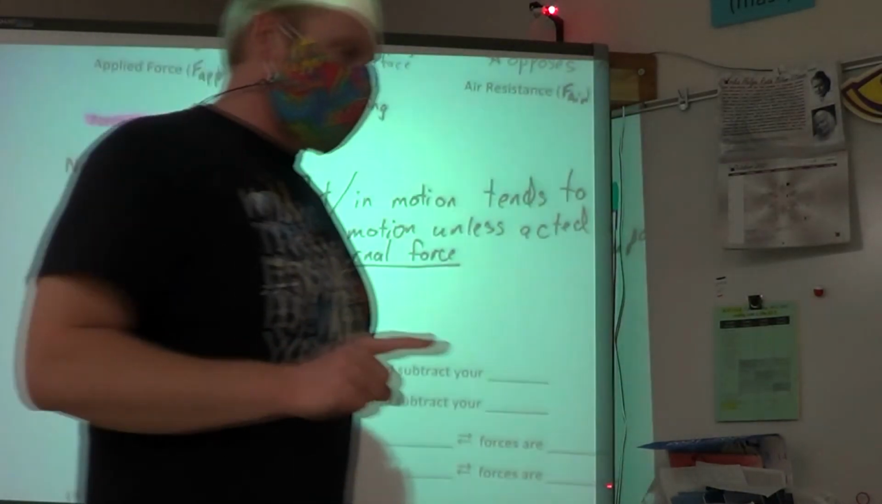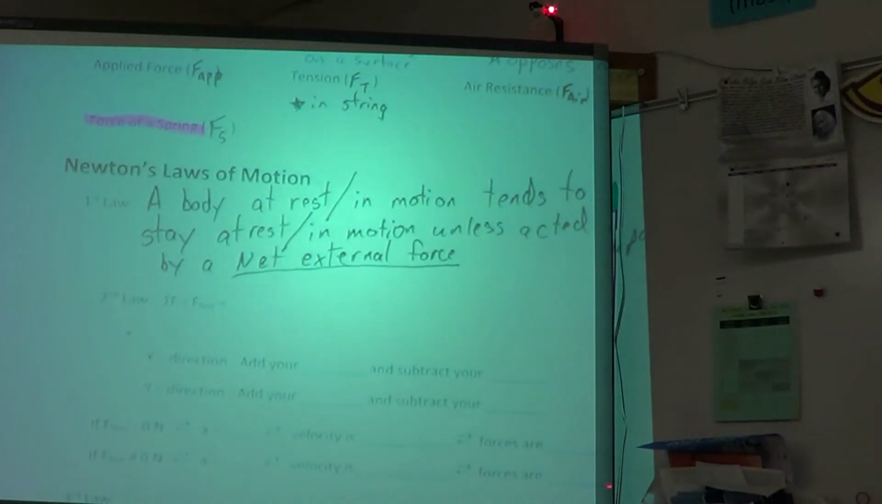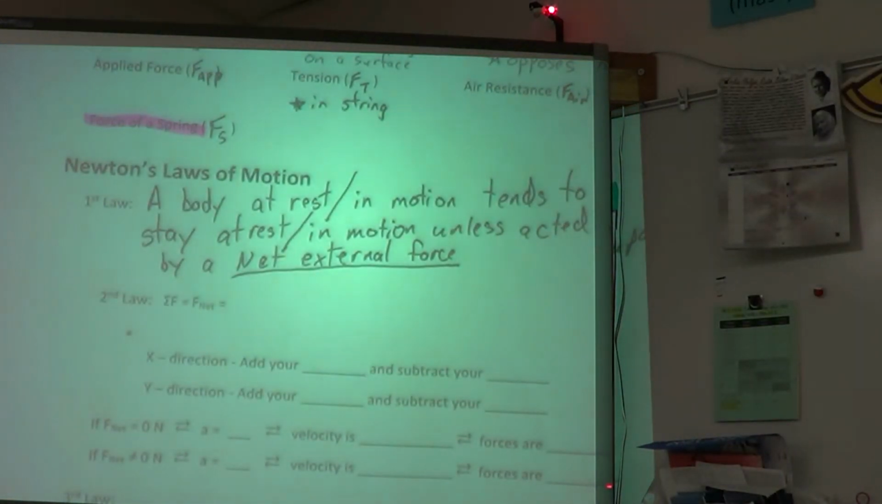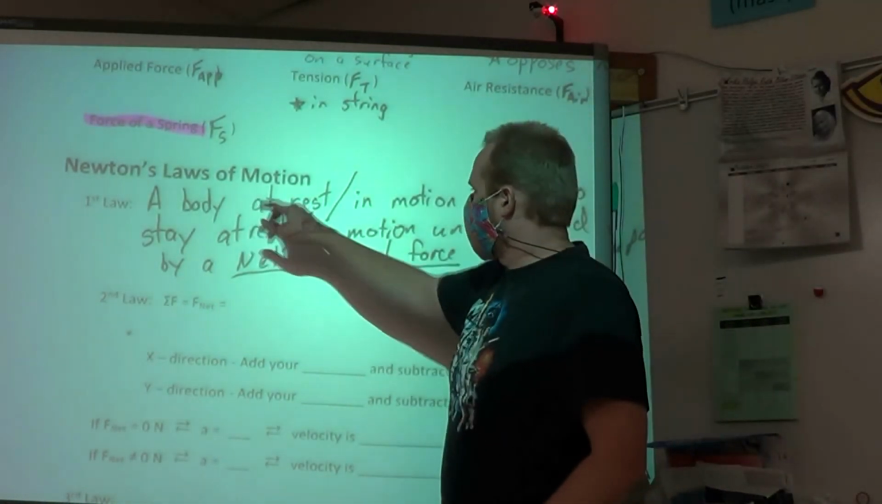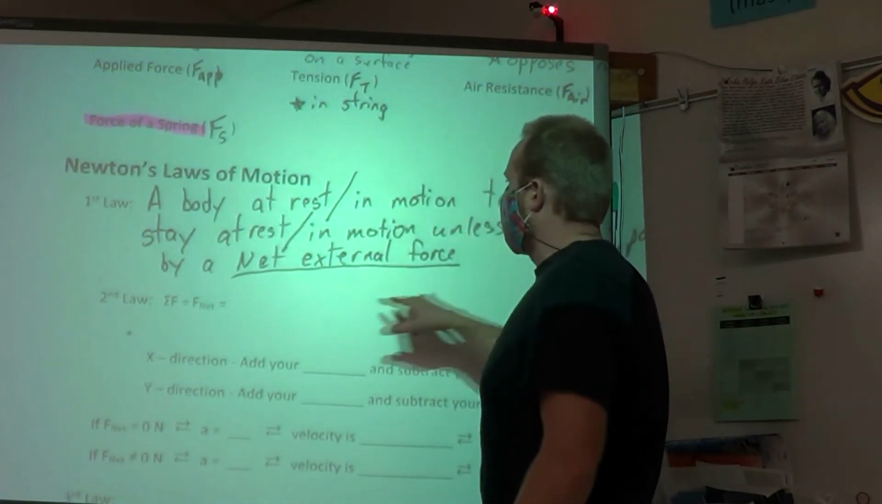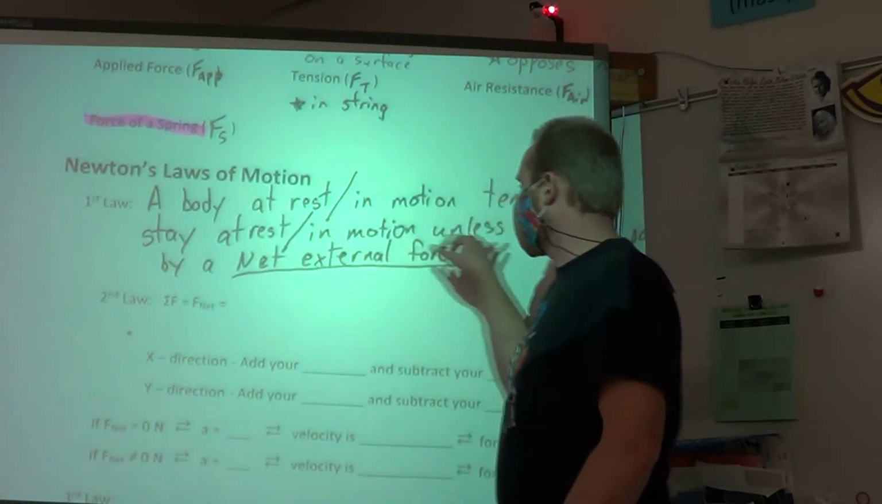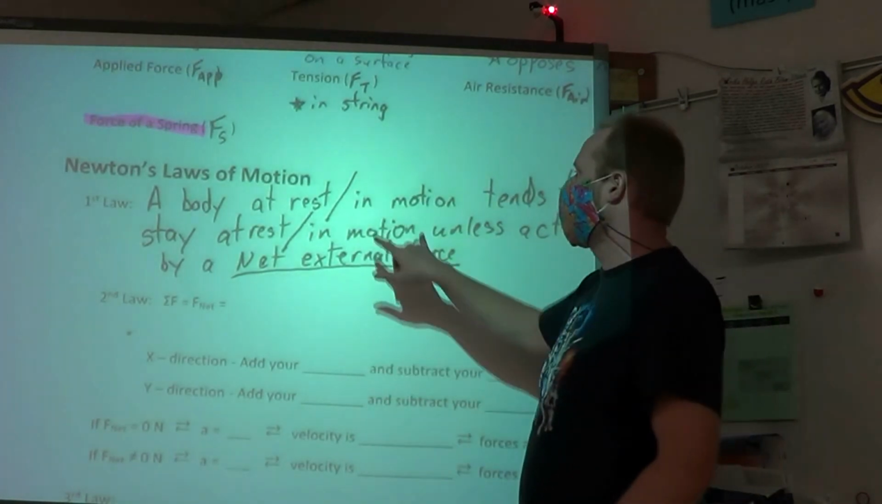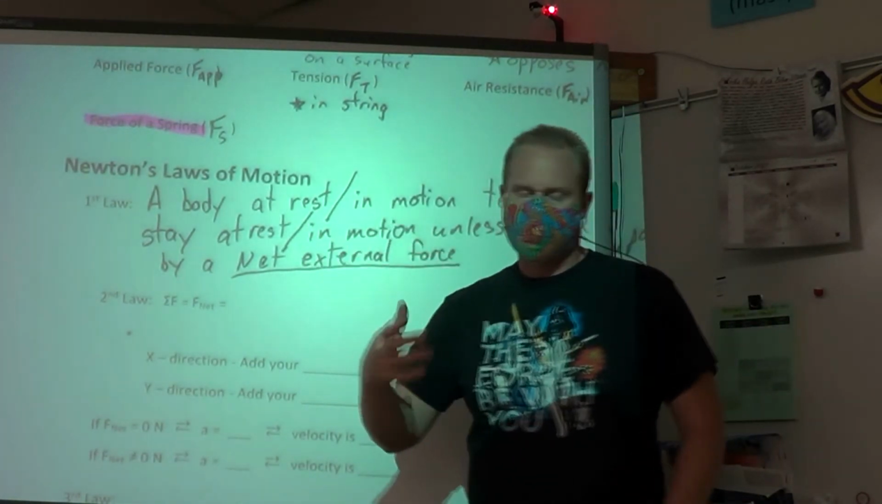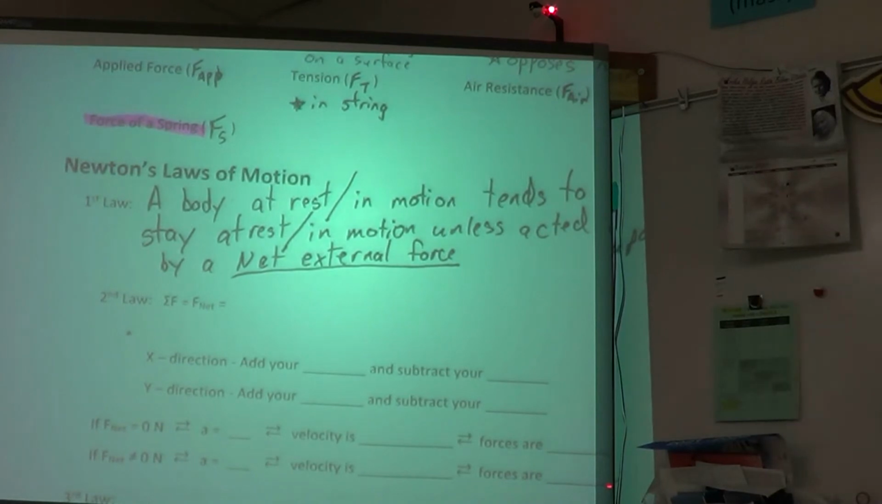Now, there's a couple different ways. This is often referred to as the law of inertia. Inertia is a resistance to change. Generally speaking, things that have more mass have more inertia, and they're going to have a bigger resistance to change. So the way this can be read is a body at rest tends to stay at rest unless acted upon by net external force, or a body in motion tends to stay in motion unless acted upon by net external force.